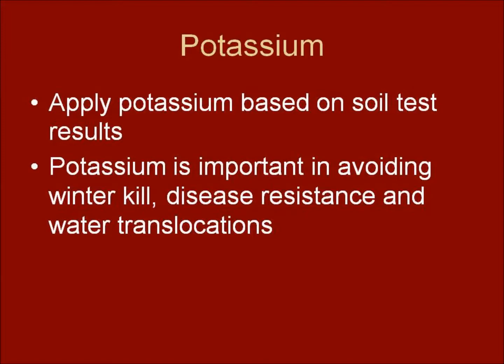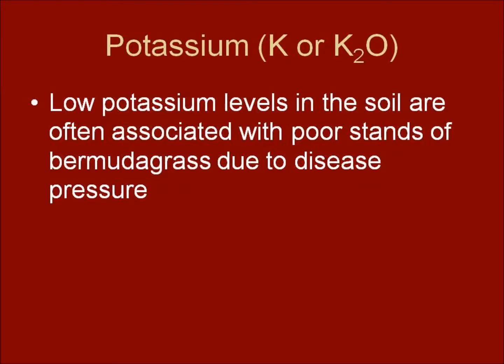It helps in avoiding winter kill, in disease resistance, and also in the transfer of water in the plants. So we need to have potassium also at the right levels to ensure that our plants are going to grow the way that we want them to. Again, potassium is K2O. Low potassium levels in the soil are often associated with poor stands of Bermudagrass. One of the reasons is that it's important also in disease resistance. So a lot of those fields that we see that aren't growing well may be because of a particular disease, because the potassium levels are not where they need to be.